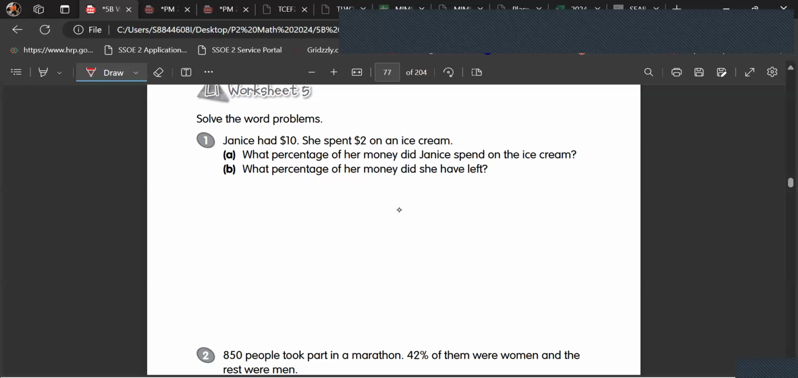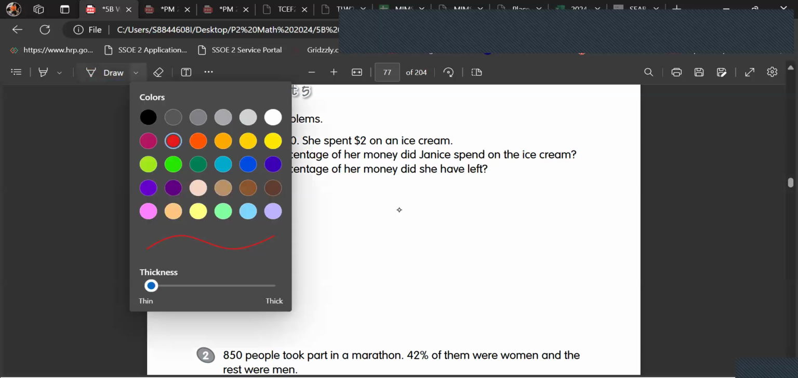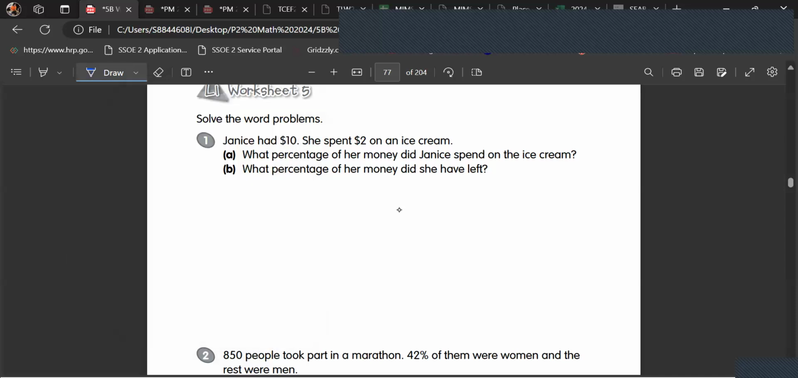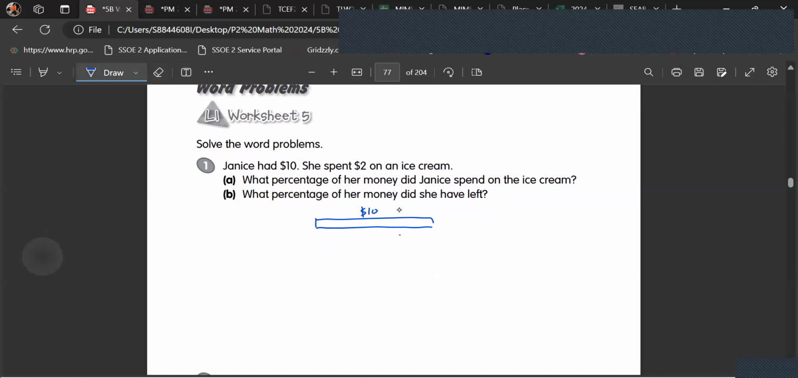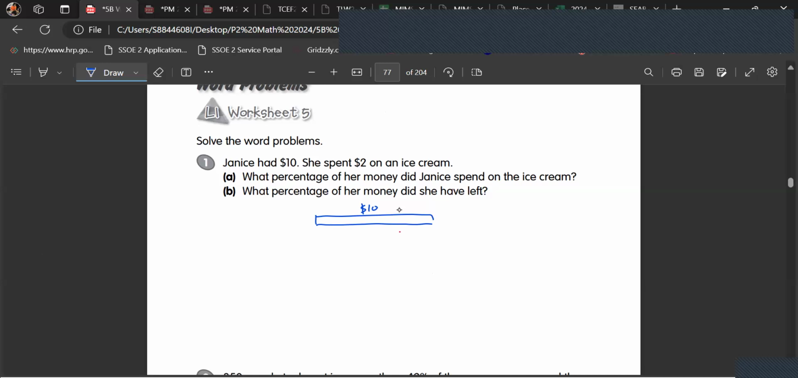Now, starting with this page, if I'm going to draw the bar model, she has this $10, and this is like yesterday we talked about, Abram's cake. Abram's whole cake now is $10, and part of it is the ice cream money. So instead of drawing a circle for the cake, I draw a bar model like this, and that will mean this $10 is the whole 100%.